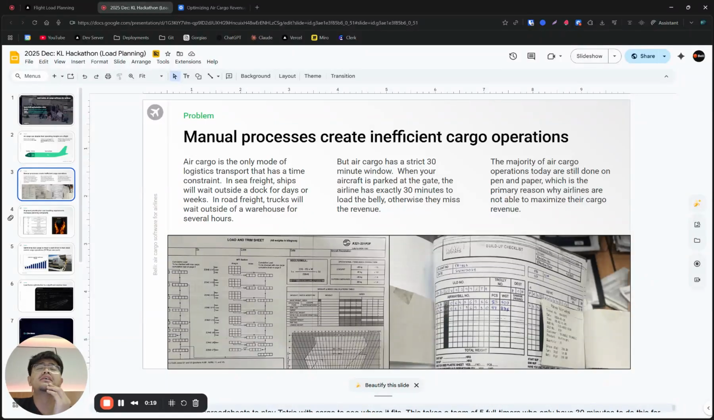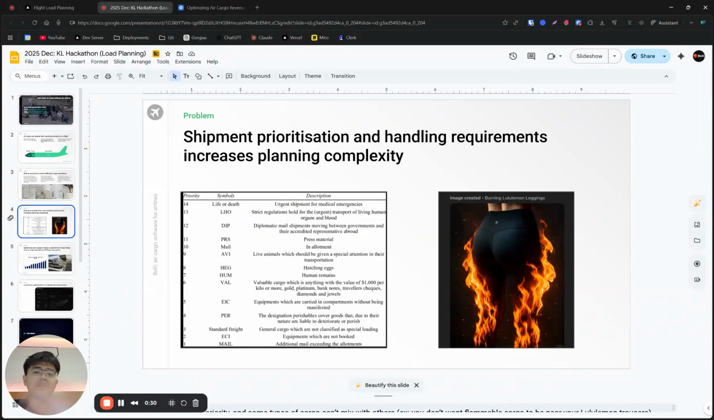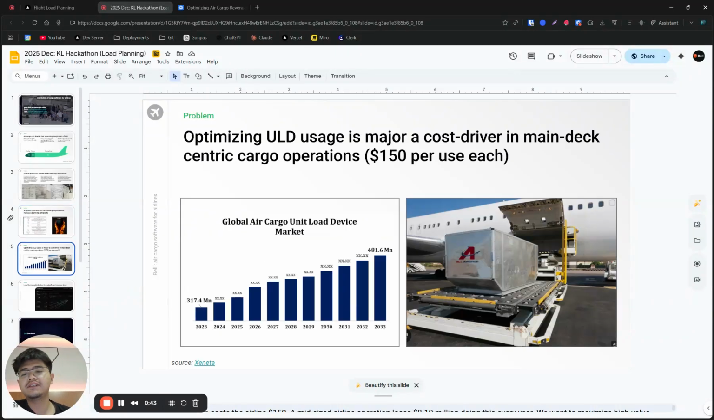Load planners are using manual spreadsheets to play Tetris with cargo, and then they spend 30 minutes for each flight. Each cargo can have its own priority, and some certain types of cargo cannot be mixed with other types of cargo. For example, you don't want your Lululemon trousers to be mixed with your highly flammable cargo.